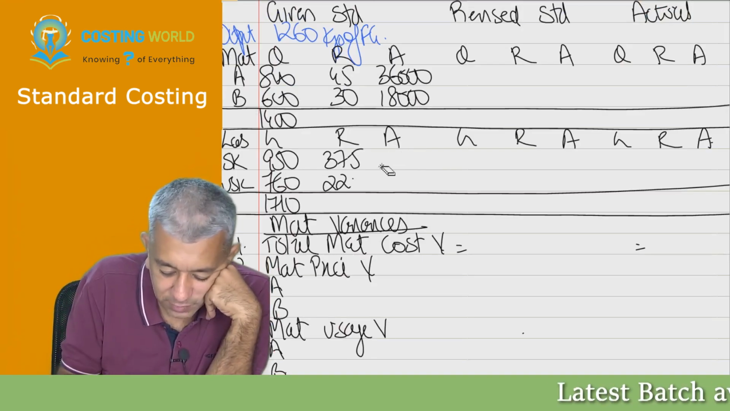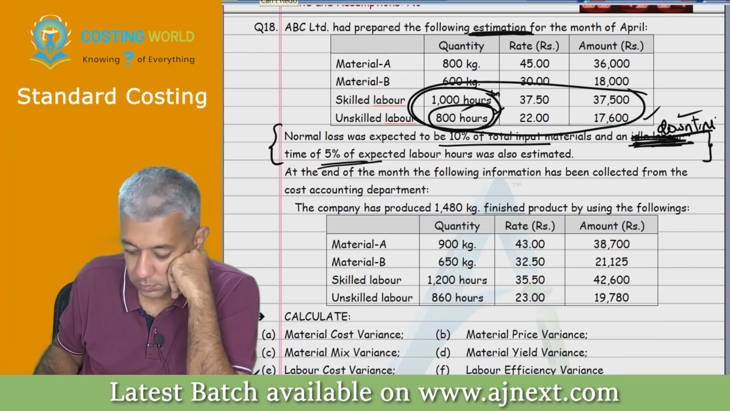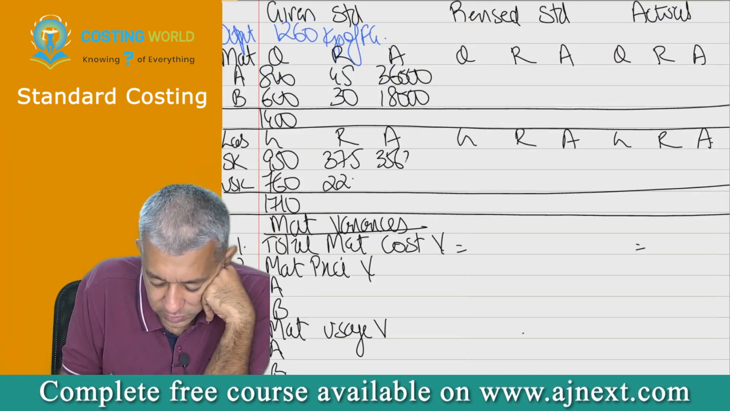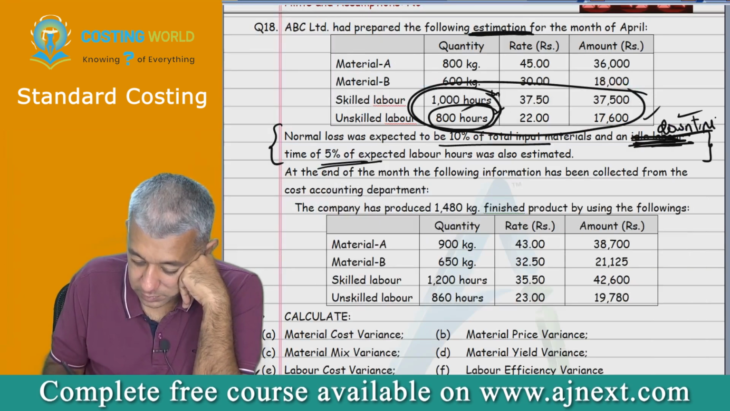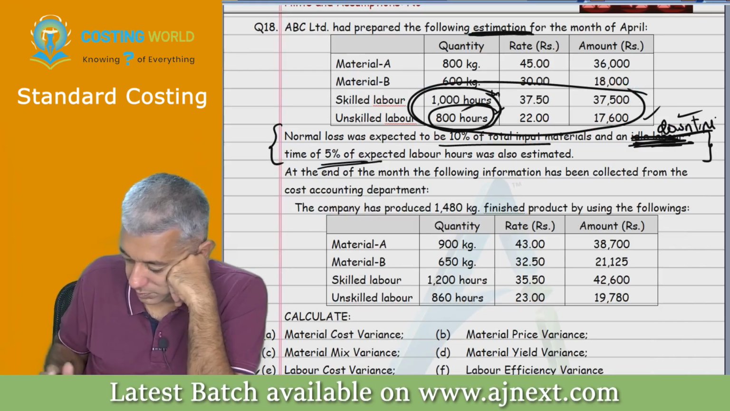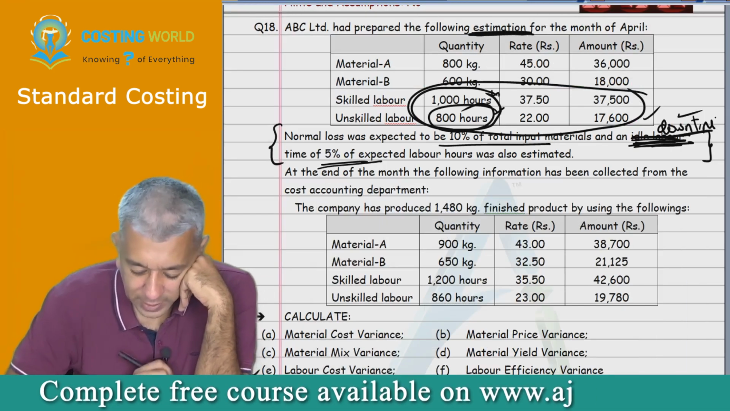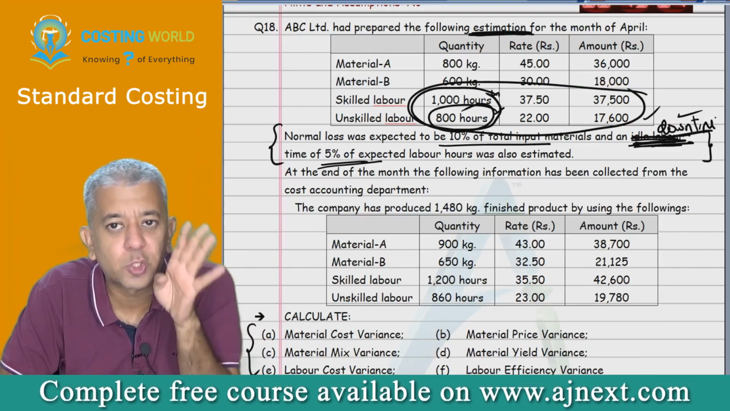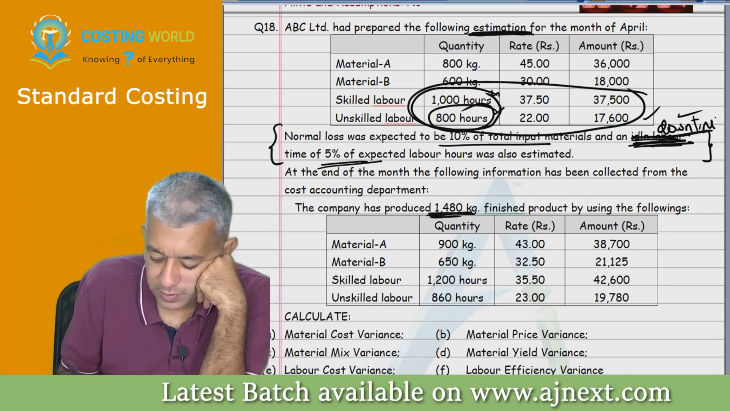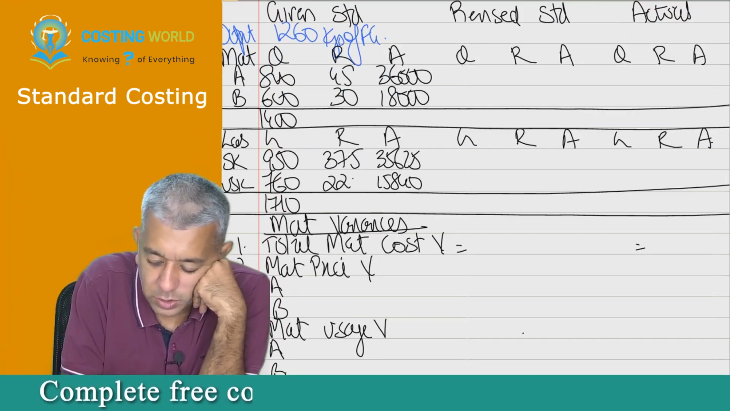Just a sec. This figure I've written wrong. 950. $35,625. 15,840. Now see, everybody tell me one other thing. Tell me, what was your actual output? 1480. So write down over here 1480 kgs.